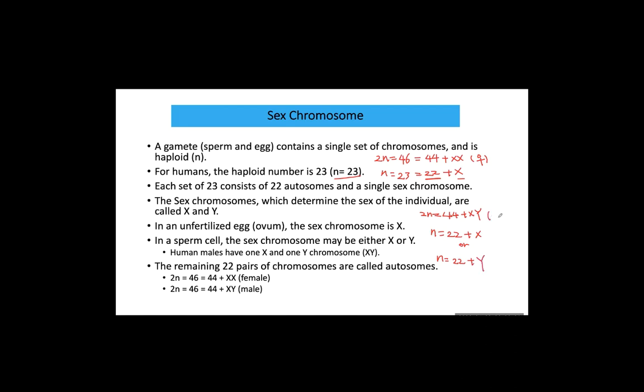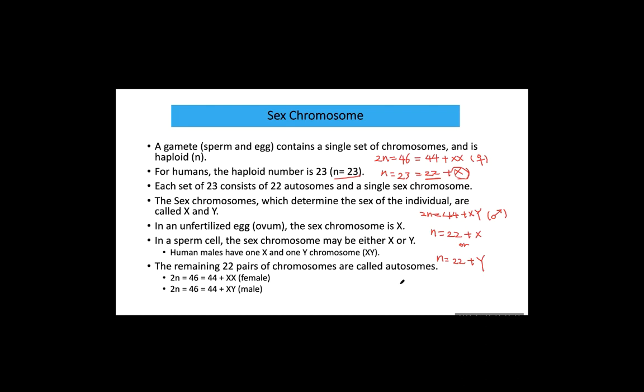In the case of a male, therefore, the sex chromosomes which determine the sex of an individual are called X and Y. In the case of a female, X. In the case of a male, X or Y. In an unfertilized egg, the sex chromosome is only X. In a sperm cell, the sex chromosome may be either X or Y.